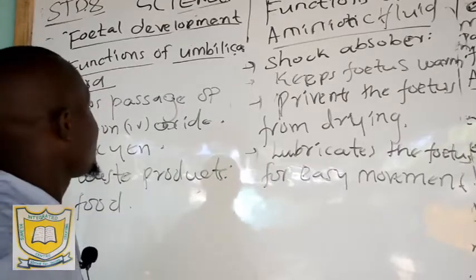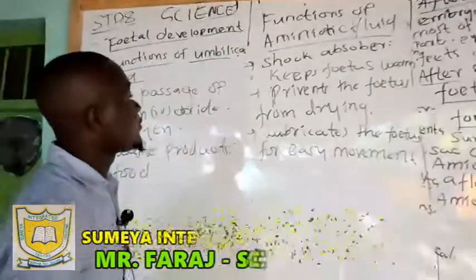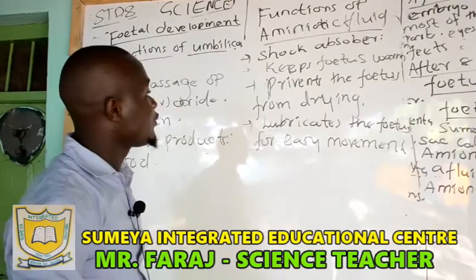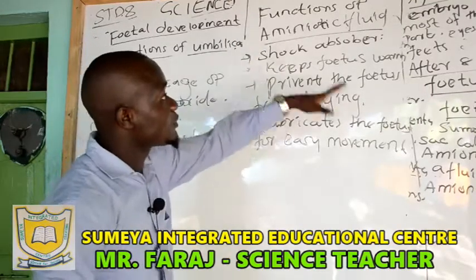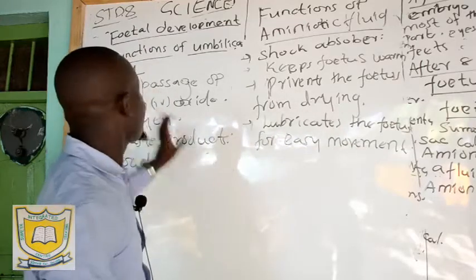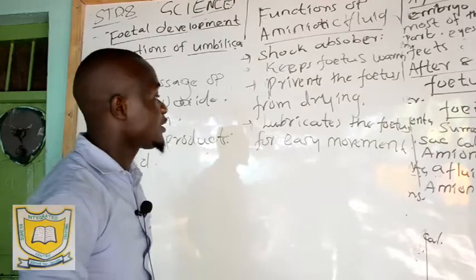Now in summary, we have talked about the development of the baby, that is from the zygote, embryo, and fetus, then full-blown baby. We have talked about the placenta, the function of the placenta. We have talked about the umbilical cord, the function of the umbilical cord. We have talked lastly about the function of the amniotic fluid.